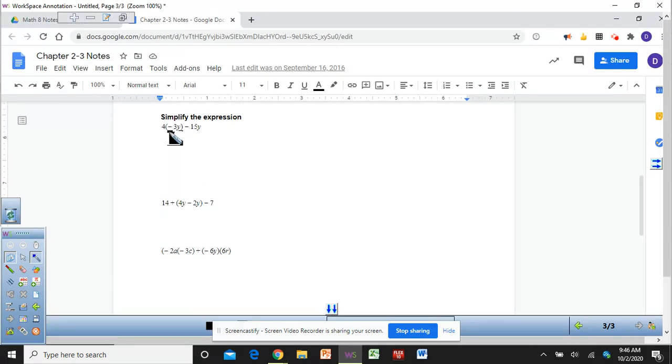So first thing we have to do is follow PEMDAS. Okay, so you go 4 times negative 3y. So 4 times negative 3 gives me negative 12y minus 15y. So if it's negative 12 degrees out and the temp's going down 15 degrees, we're going to have negative 27y.